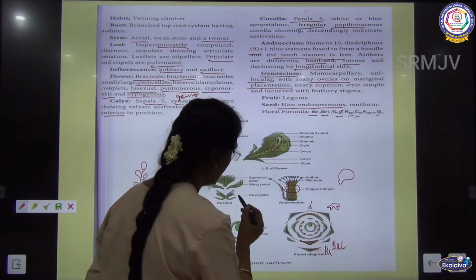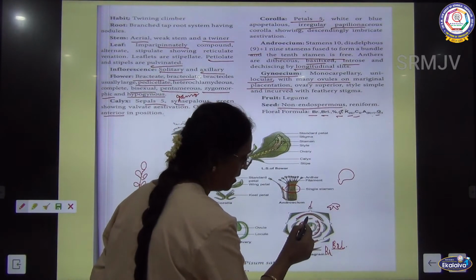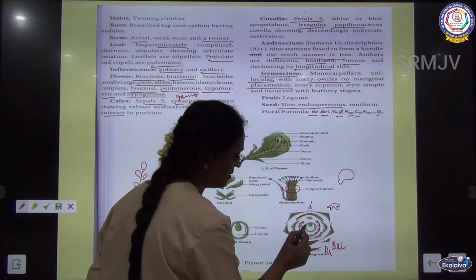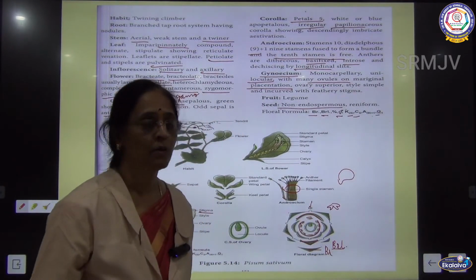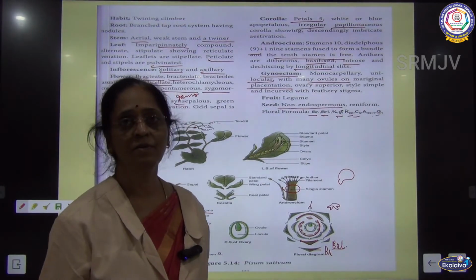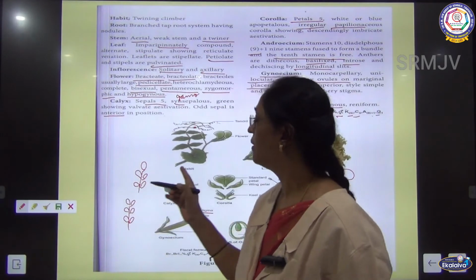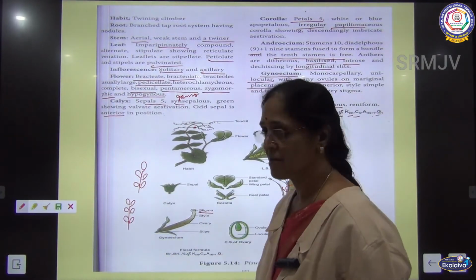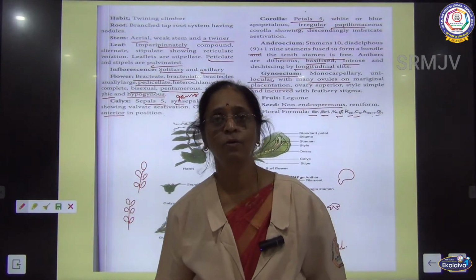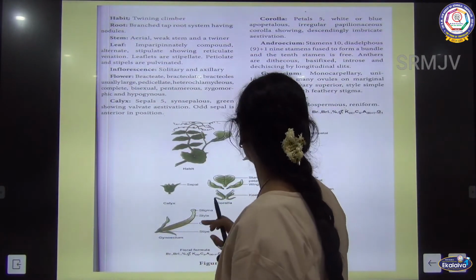and then the inner petal, the keel petals, and 9 forming as a single bundle and 1 remains free, and this is gynoecium. You are monocarpellary and unilocular. So, this is with the floral diagram and floral formula for Pisum sativum. Then we will look into the next family, that is Solanaceae.